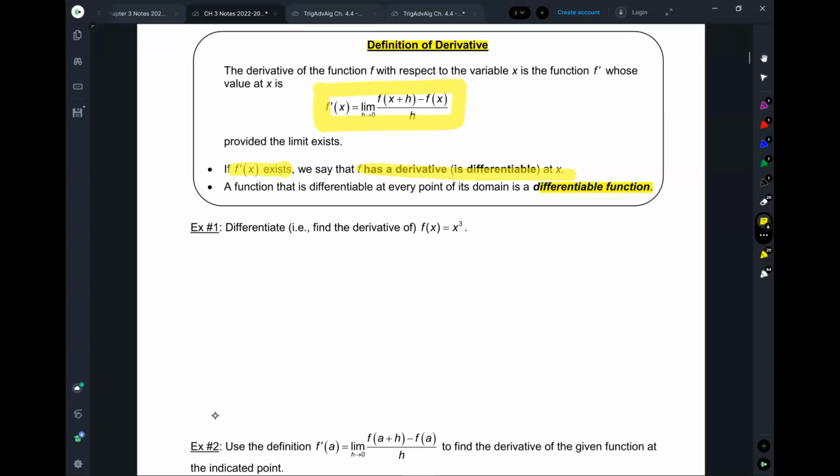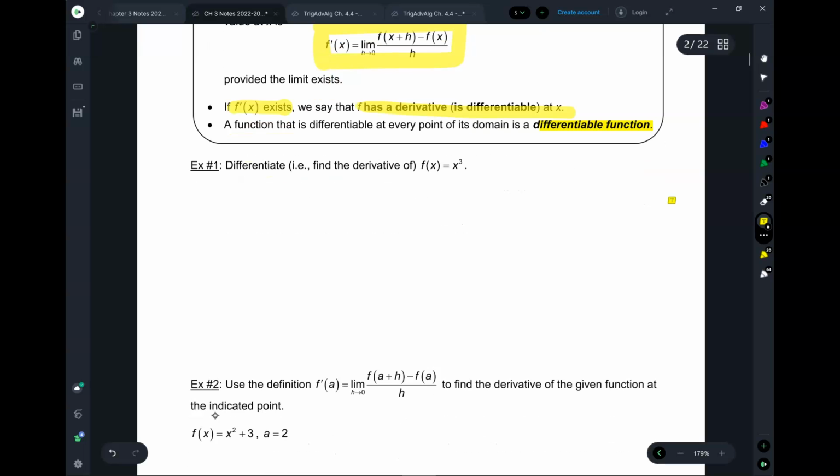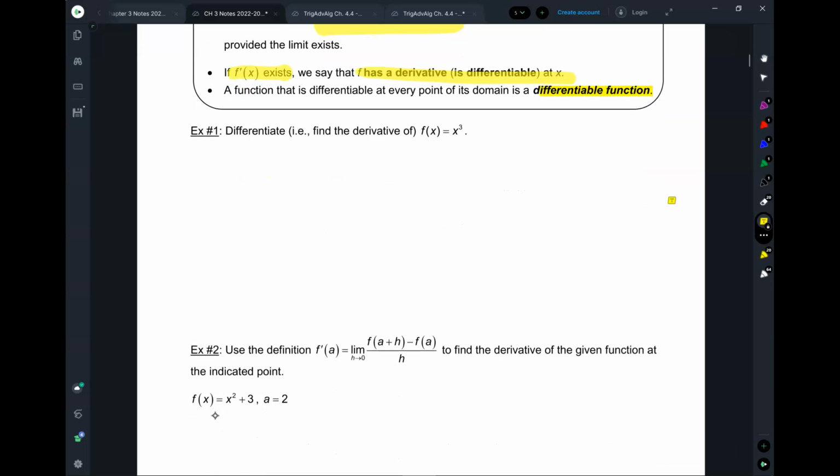Don't focus too much on that. Just focus on this: if there is a derivative at a point, we say that it's differentiable at that point. Differentiable. All together now.